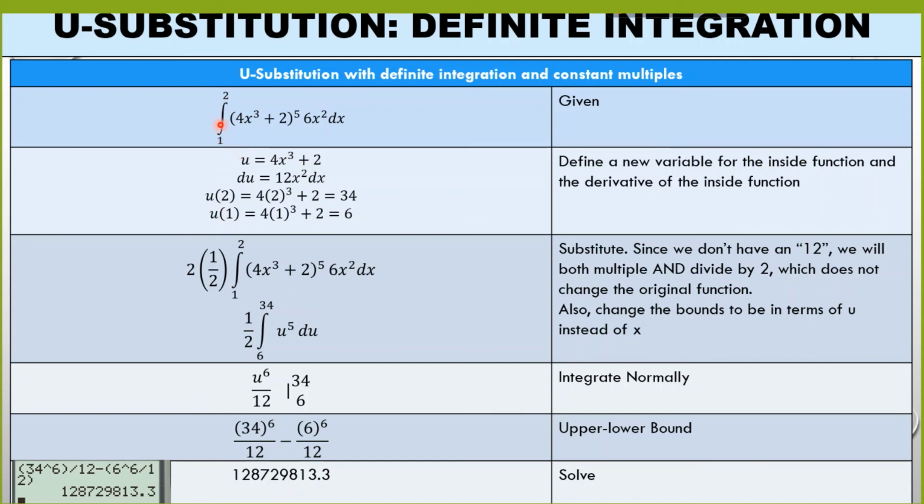So if I plug in 2 right now, then my u would be 4 times 2 cubed plus 2. So that's 4 times 8 plus 2. 4 times 8 is 32, plus 2 is 34. For this one, I'll do the same thing. 4 times 1 cubed is 4, plus 2 is 6. So my new bounds are from 6 to 34. And if I do that, then I never have to change back in terms of x. I can solve this in terms of u and still get the same decimal answer.